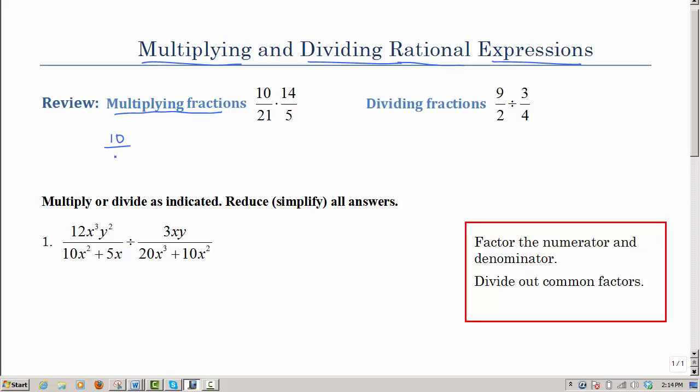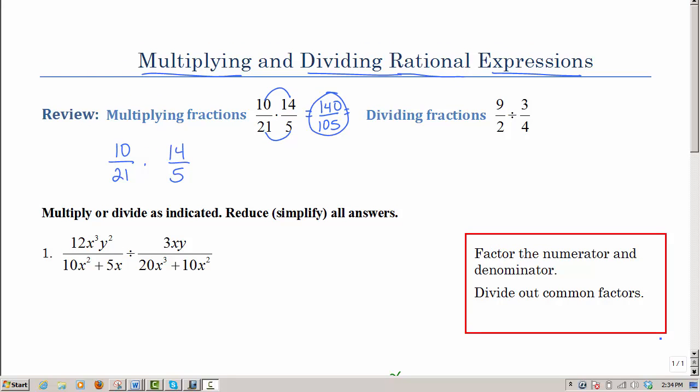When you're multiplying 10 over 21 times 4 over 5, that's 14 over 5. One way you could multiply straight across, then you get these big numbers that you can end up reducing. And you could say 5 goes into both of those and get that answer.